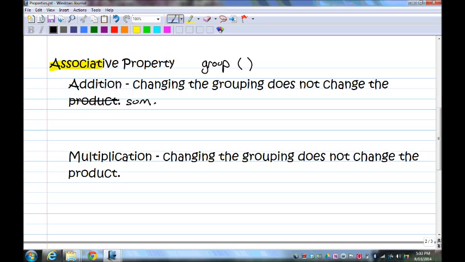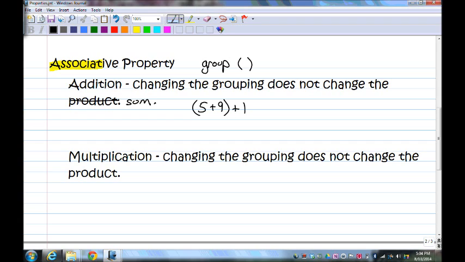So, for an example of this one, I'll give you this. I'll say 5 plus 9 in parentheses plus 1. Here I have grouping, and now your order of operations, if you remember them, the grouping would come before the addition.